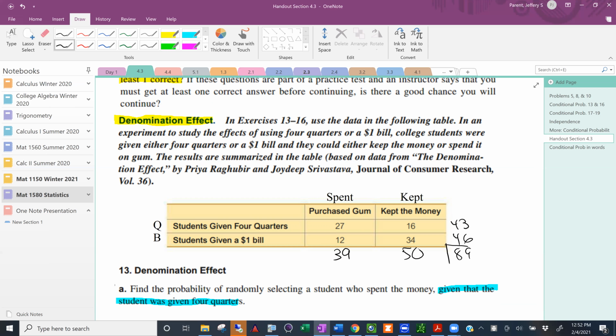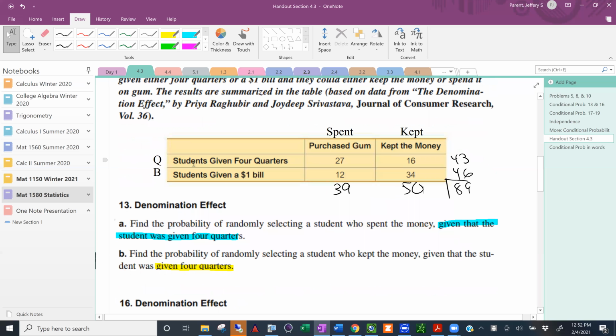I'll introduce some notation here so that I can talk about some events. Q is going to be the event that students were given 4 quarters. B is going to be the event that they were given a dollar bill. Equally, I could have called this Q bar because it's the opposite of Q, but it felt easier to understand if I just used some nice letters for those events.